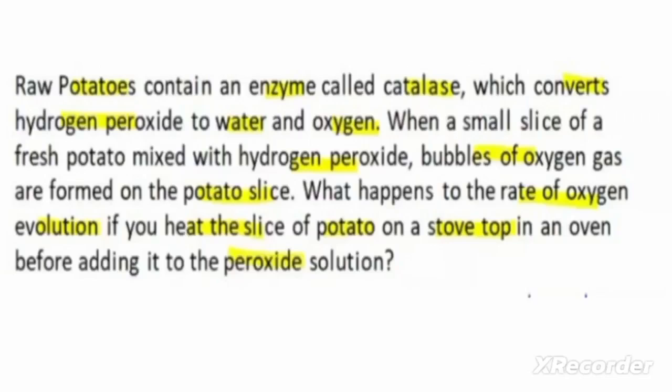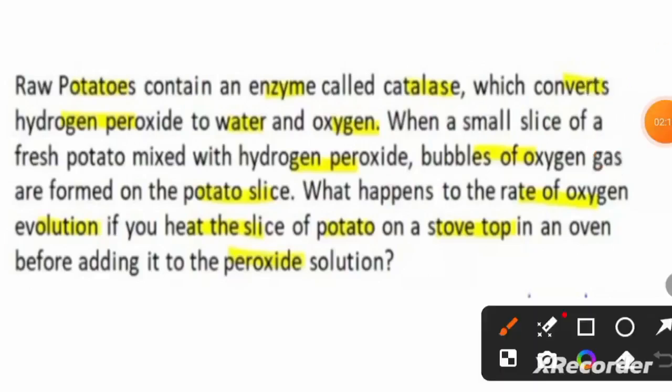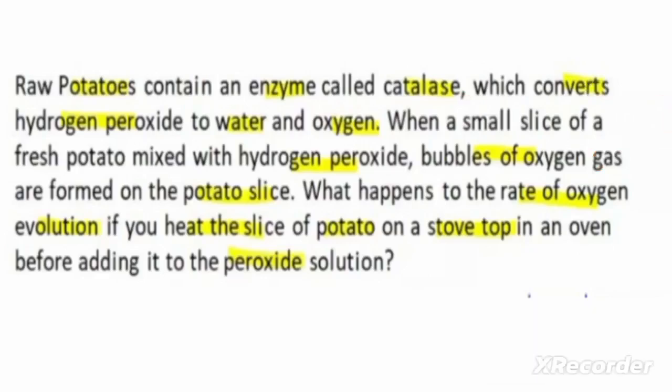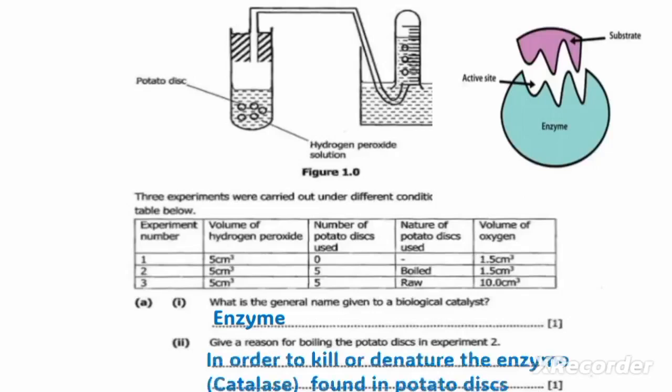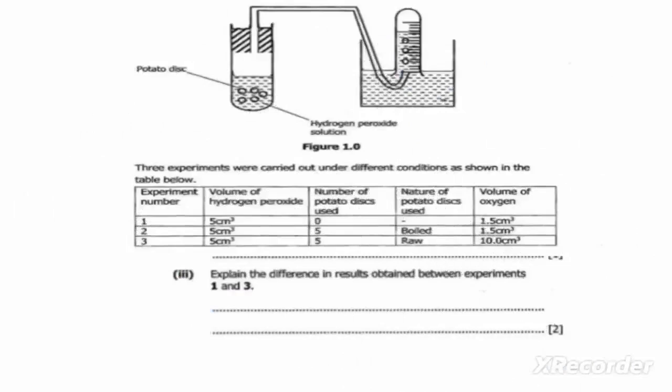So this enzyme is called catalase, which is here. Let me indicate. So this is the enzyme that is present in the potato disc. The boiling of the potato disc is to kill the enzyme which is present in the potato disc, in order to kill or denature the enzyme catalase found in potato discs. We shift to the next question.